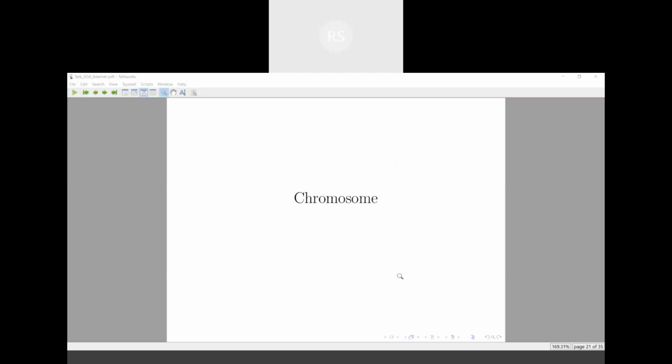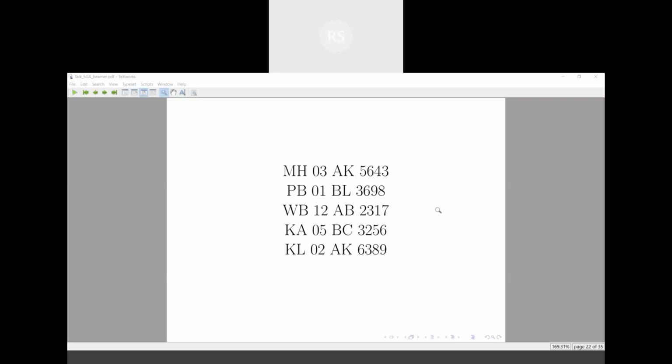Now, okay. After this, I will now start talking some language connected with genetic algorithm. Now, chromosome. I would expect you to tell me what you are seeing on this screen. I'll read it one line. MH03AK5643. Next line is PP01BL3698. What are these actually? I want answers, at least from somebody. Vehicle numbers. These are the vehicle numbers, sir.